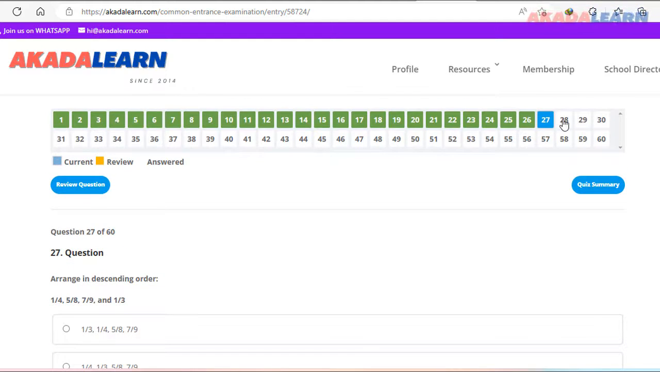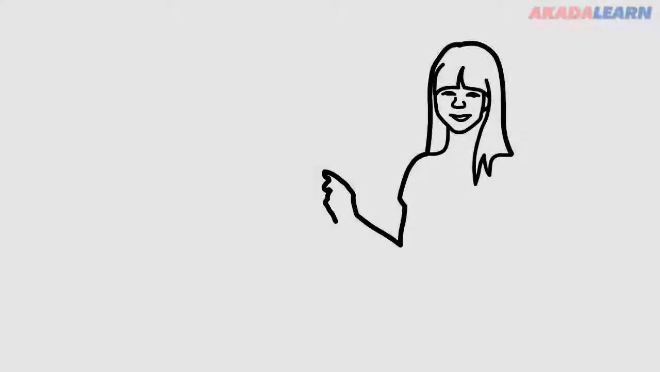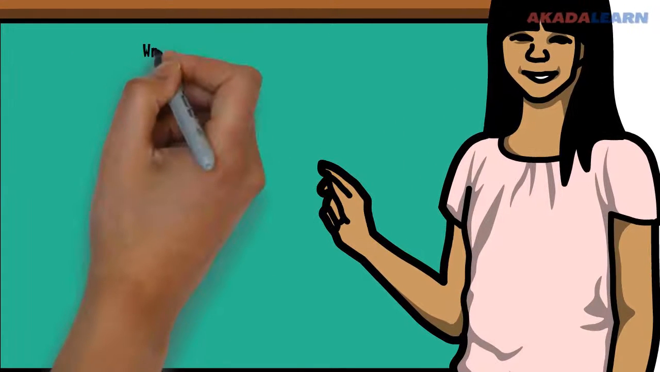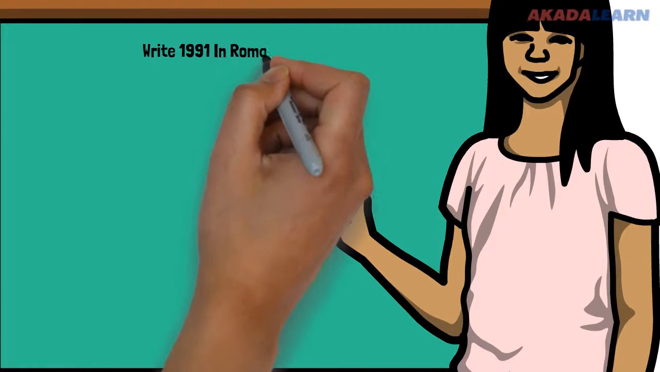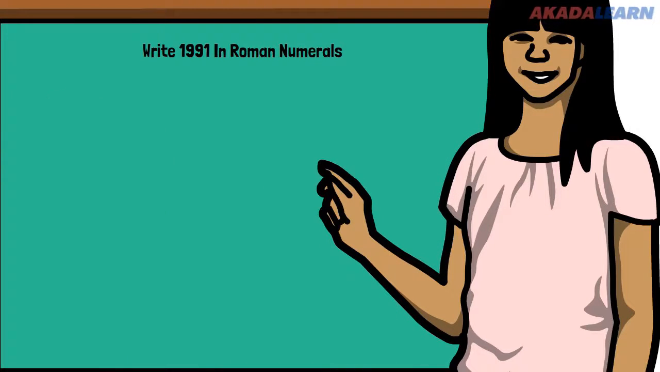Next question. Write 1991 in Roman numerals. So we can see the options here. So let's look at our video to see how we get the answer to that question. Alright, let's tackle this question. Write 1991 in Roman numerals. So let's break it down.